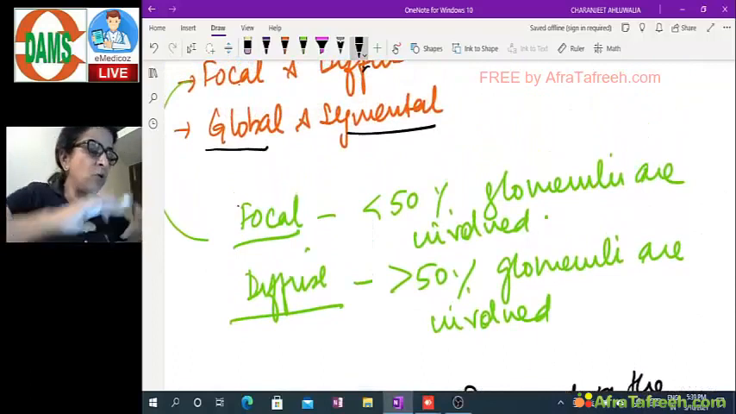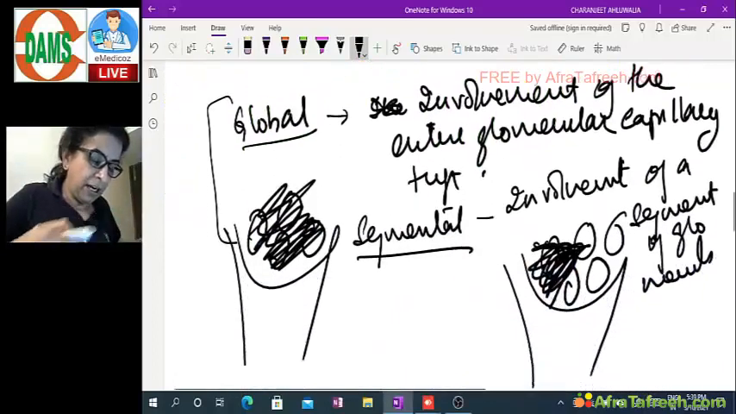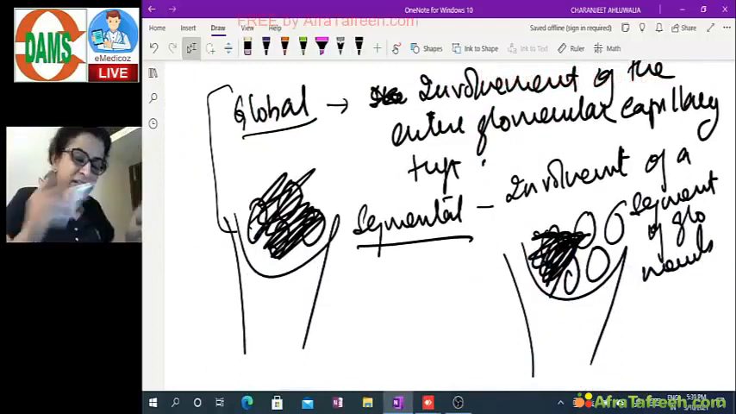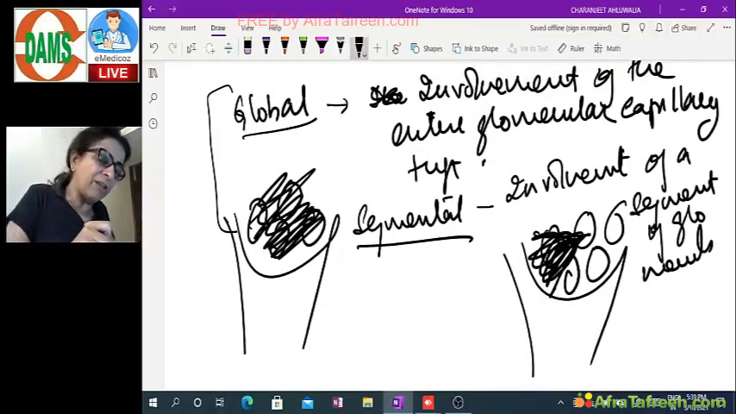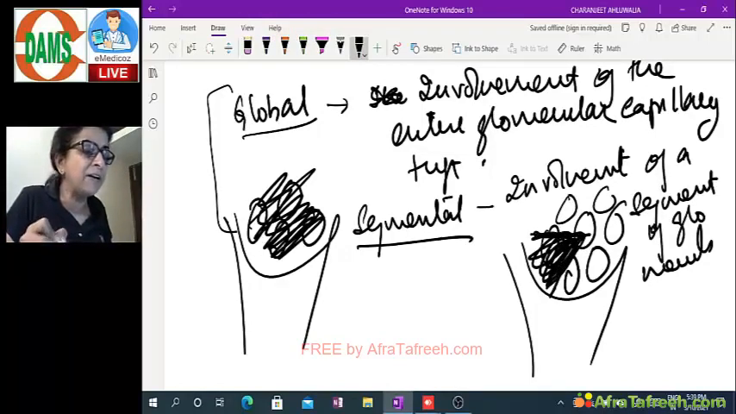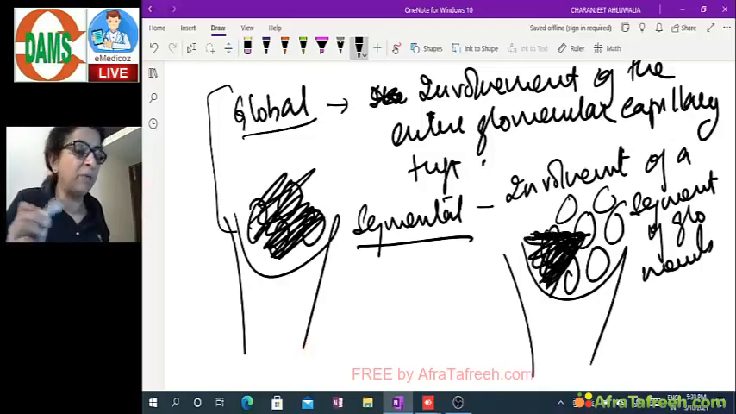In focal or diffuse, you looked at all the glomeruli in the kidney. In global and segmental, look at just one glomerulus. If the disease is involving the entire glomerular capillary tuft, that's a global disease. If the disease is involving only a part of the glomerular capillary tuft, and the other capillaries in the same glomerulus are spared, that is called segmental disease. It's involving only a segment of the glomerular capillary tuft.